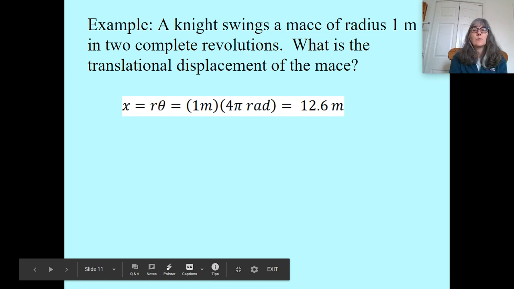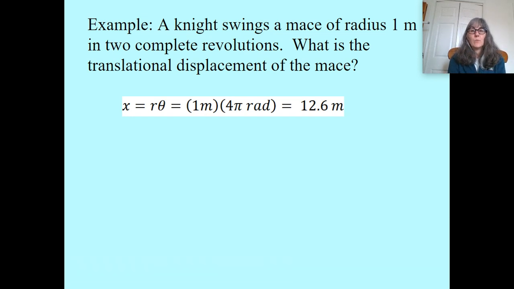So an example: a knight swings a mace of 1 meter radius in 2 complete revolutions. What's the translational displacement? So x is equal to r theta, that's that conversion factor. Two complete revolutions is going to be 4 pi radians, so that's what your theta is. We could also show that step where 2 revolutions over 1 times 2 pi radians per revolution will give you 4 pi radians. And so x is going to be equal to 12.6 meters in this case.